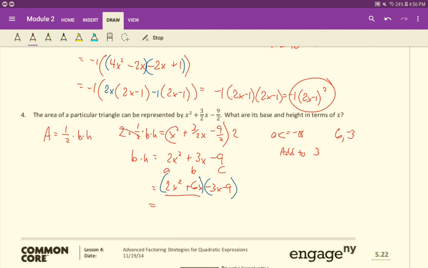Okay, and from this first group here, we will take out, well, what's the GCF? It's 2x, and we're left with an x plus 3. And then from this group, what can we take out? A -3, and we're left with an x plus 3. Okay, factoring out the common x plus 3's leaves us with 2x minus 3. And so that would be our base and our height. Which one's the base, which one's the height? Doesn't really matter. Pick which one you want it to be. But there they are.